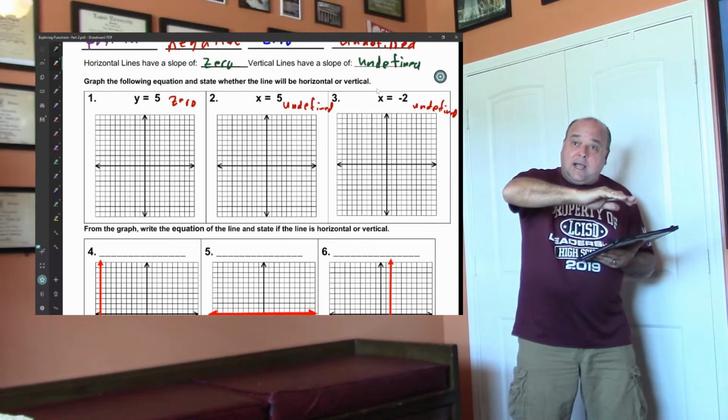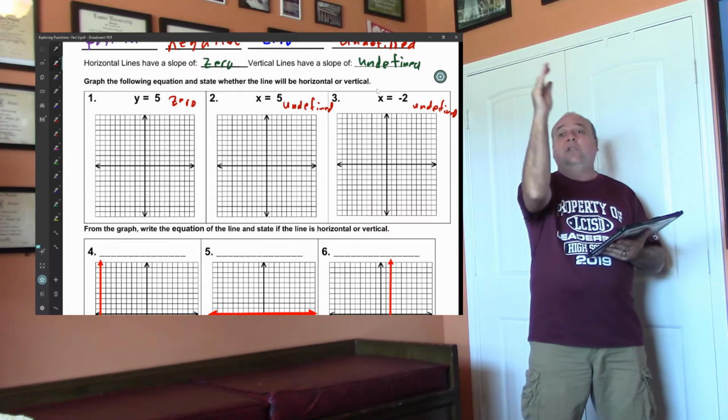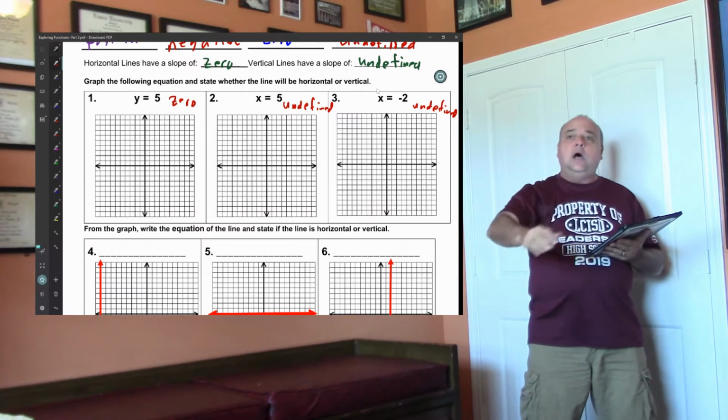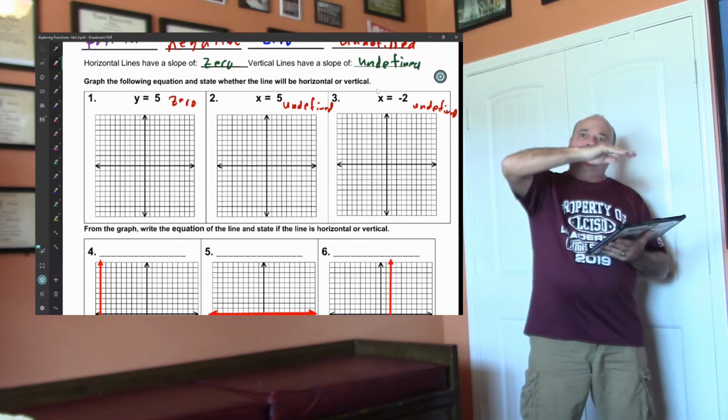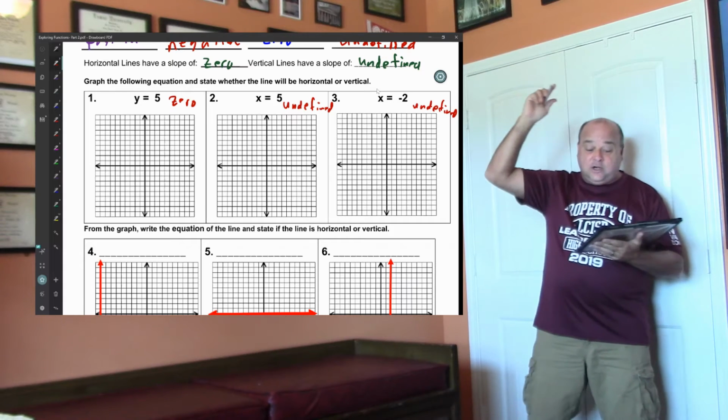An x-axis is flat. The x equal line's vertical. A y-axis is vertical. A y equal line's flat. You got to click that in your brain.